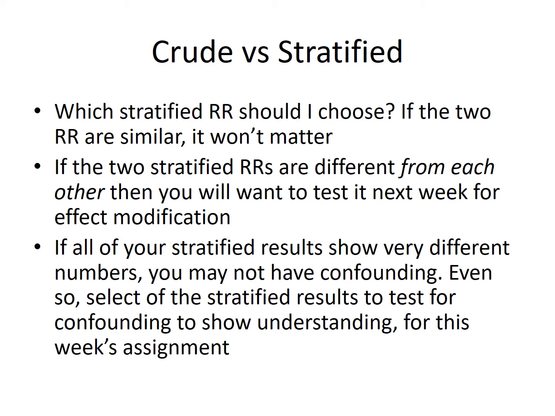Now, you might find that all of your stratified results show very different numbers, like this one, 1.9, 2.5, that's different enough to question. So you might not have any confounding, but even so, select one of these stratified results to test for confounding just to show understanding for this week's assignment. So even in the example I gave, I suspect maybe there's some effect modification because 1.9 and 2.5 are really different from each other. But still, I'm going to show through the example of how you would look at this as a confounder.